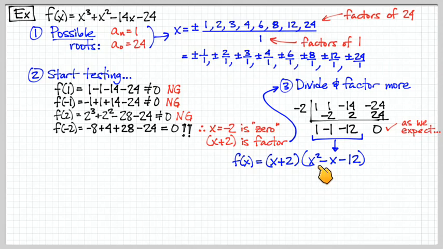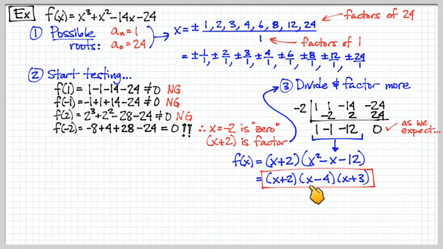Now, let's see if we can factor this some more. Once we get down to a quadratic, we can use our other methods. We don't have to use this anymore. There's no need to go back and do this necessarily. We can just try to factor it by our old methods. And in this case, x minus 4, x plus 3 is the factored version of this.